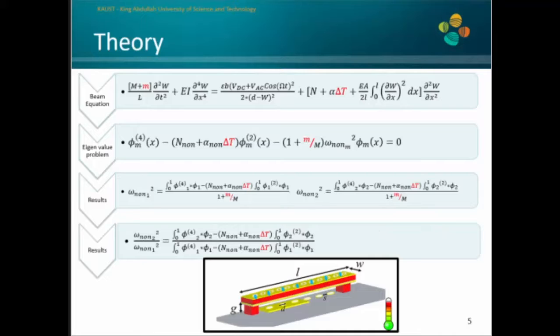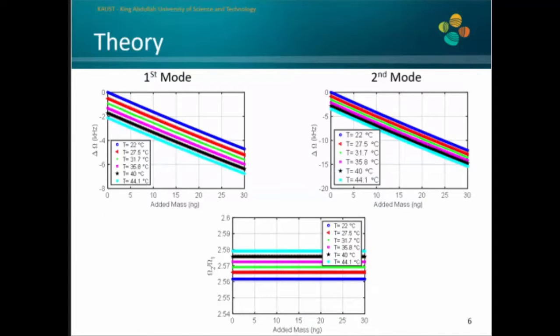However, if we look at the ratio of these two frequencies, we can see it is a function of the temperature change only. So by experimentally tracking the ratio of these two frequencies, we can determine the temperature change and hence use any of the previous equations to get the amount of mass absorbed on the resonator surface. Now, as you can see here, this is the eigenvalue problem plot. If you look here at the ratio equation, it clearly shows that increasing the temperature will change the ratio, and for any temperature value, if you change the mass, the ratio should stay constant.